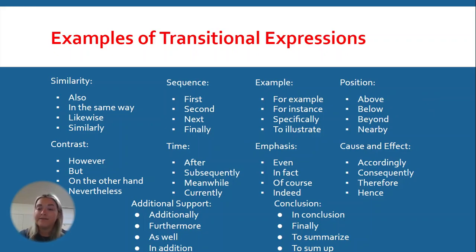Moving on, we have cause and effect. This would look like accordingly, consequently, therefore, and hence. And then additional support. This is a really common one. People start sentences with additionally, furthermore, as well, or in addition. And then finally, we have conclusion. This would start the sentence like in conclusion, finally, to summarize, to sum up. And this is most normally used with conclusion paragraphs or conclusion sentences.